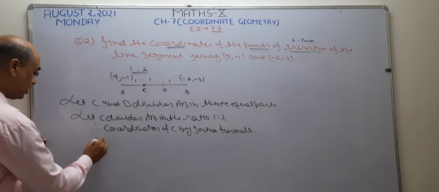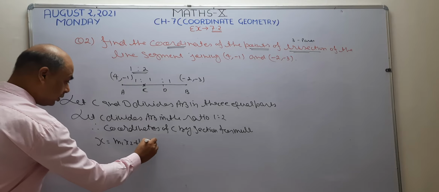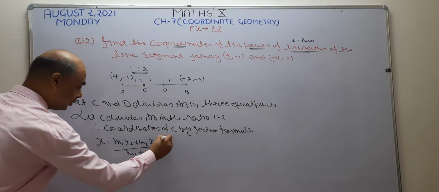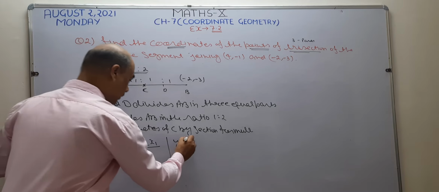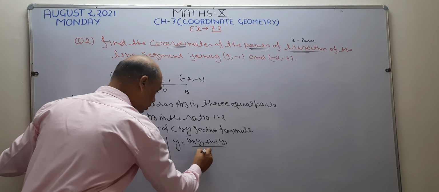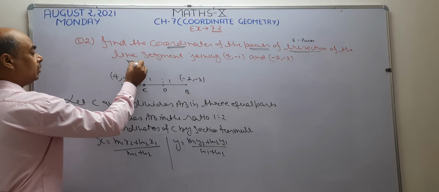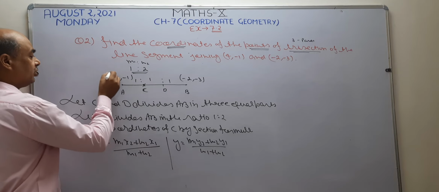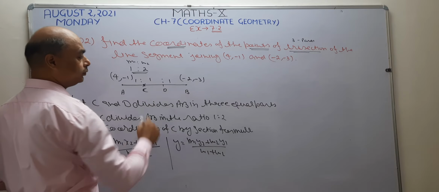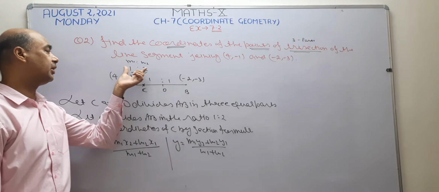Okay. Now what is the section formula? M1 x2 plus M2 x1 upon M1 plus M2. And for Y, the formula becomes M1 y2 plus M2 y1 upon M1 plus M2. Okay. Now this is your M1 and this is your M2, and this becomes x1, y1 and x2, y2. Coordinates of A are known as x1, y1, coordinates of B become x2, y2, and this becomes M1, M2.